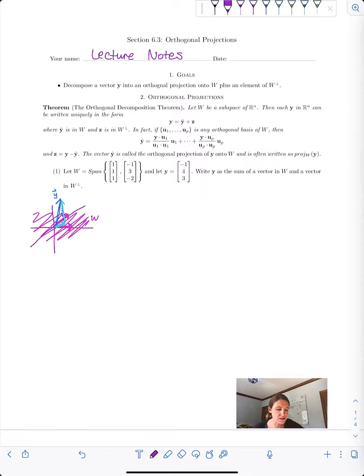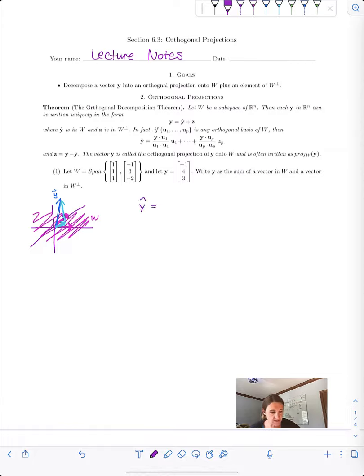And the way we do this is we have a formula that's just like the projection of y onto one vector, except we do it for all the vectors in our subspace W. The vector y hat is called the orthogonal projection, and we get for free that the vector z, that's y minus y hat, is actually in W perp. Remember, W perp is the set of all vectors that are orthogonal to the vectors in W, so their dot product with anything in W is 0. Okay, so let's follow this formula.